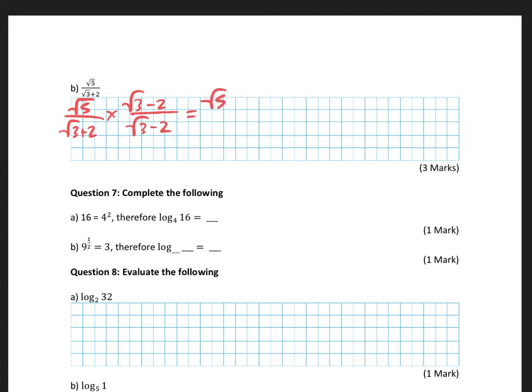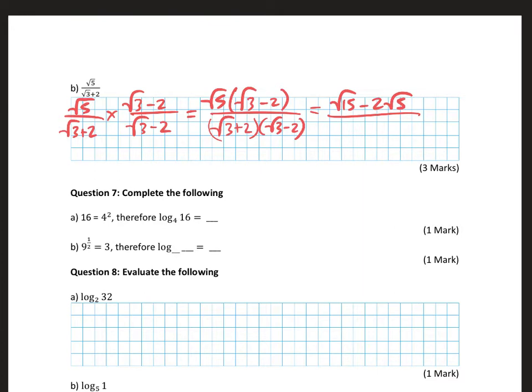So it's going to be root 5 times root 3 take 2 for the top line, and then root 3 plus 2 times root 3 take 2 on the bottom. Root 5 times root 3 is root 15. Root 5 times negative 2 is negative 2 root 5.